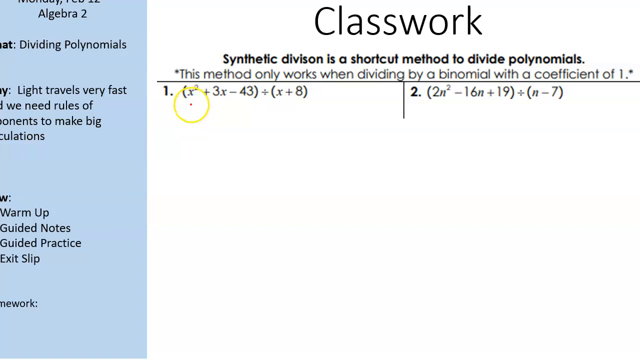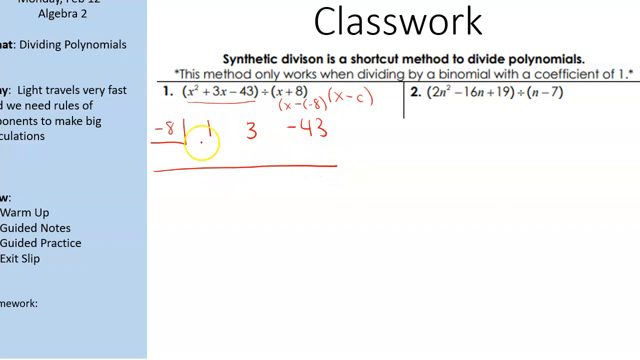So we're going to start out by writing the coefficients down of the dividend. So the coefficient of x squared is just 1. In front of the x is 3, and our constant is negative 43. And then we are going to use the constant term from the binomial of x plus 8, and it only works when it's in the form of x minus c. So to make that x minus c, we would rewrite that as x minus negative 8, which is the same as x plus 8. So we're going to put negative 8 in this box. And we're ready to start, okay?